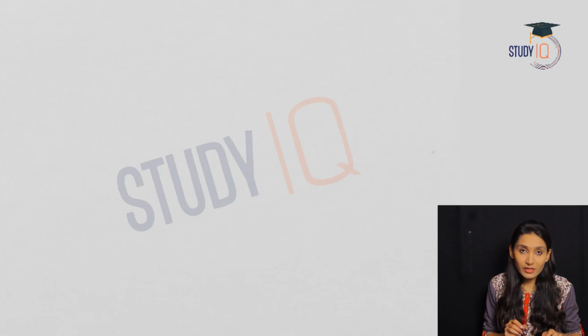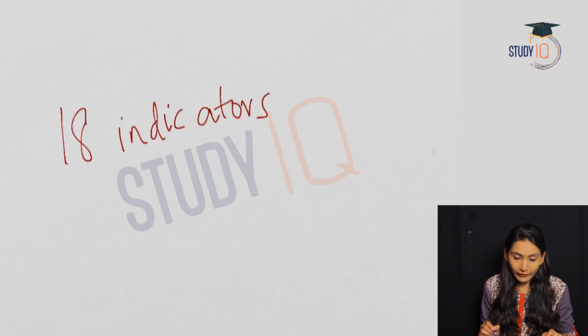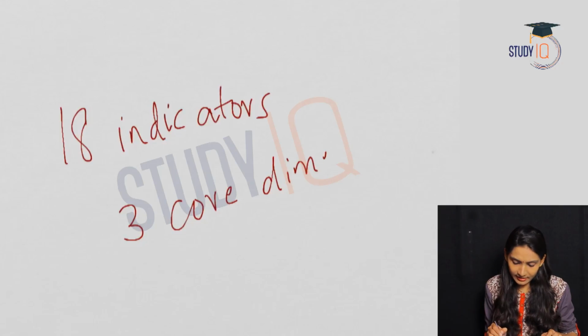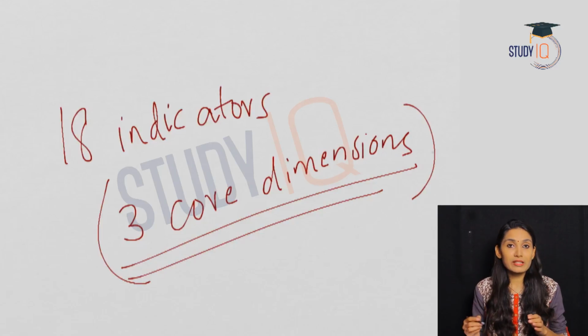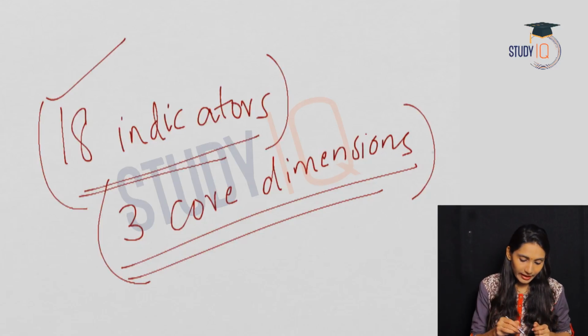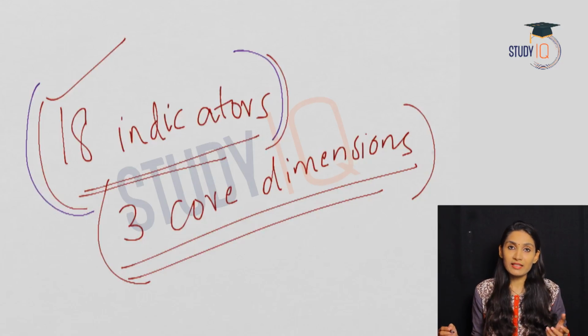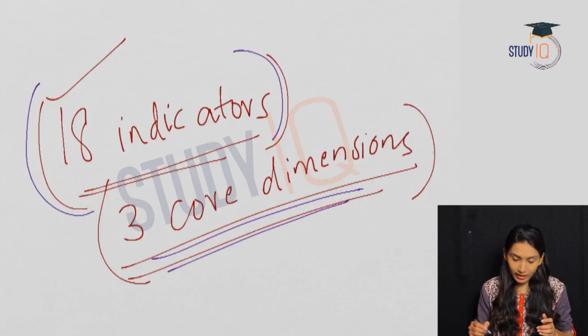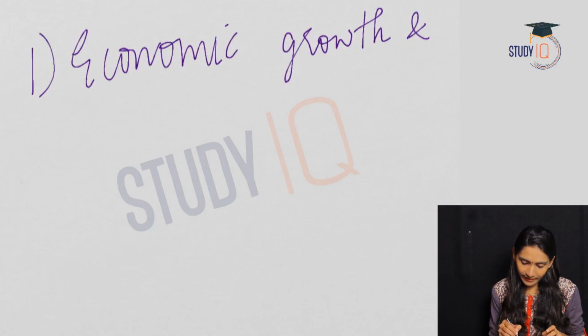This report is based on 18 indicators, and these 18 indicators are defined across 3 core dimensions, or we can say that these 3 core dimensions are the 3 sides of the energy triangle. So 3 core dimensions divided into 18 indicators, and these 18 indicators are used in order to prepare this report. And what are these 3 core dimensions? The first one is economic growth and development.